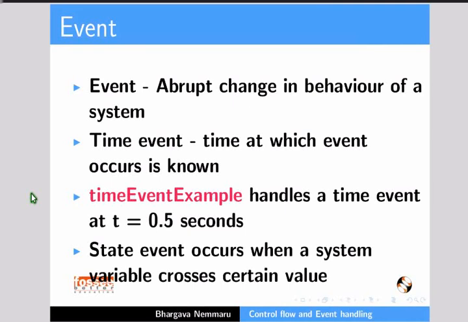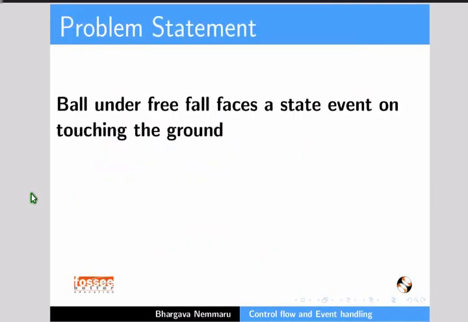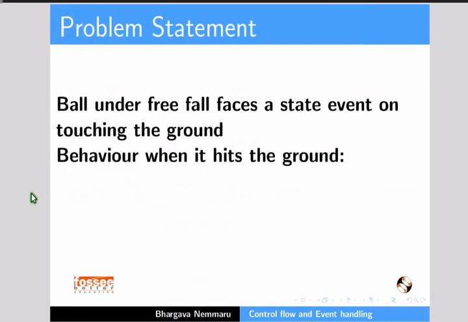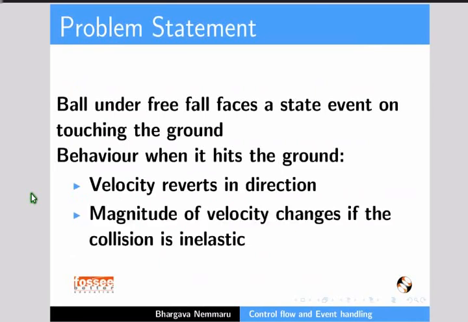Let us try to understand state events using an example. A ball under free fall faces a state event on touching the ground. The following behavior is observed when it hits the ground. Velocity of ball reverts in direction. Magnitude of velocity changes if the collision is inelastic. I have created a model named bouncing ball to simulate this behavior.